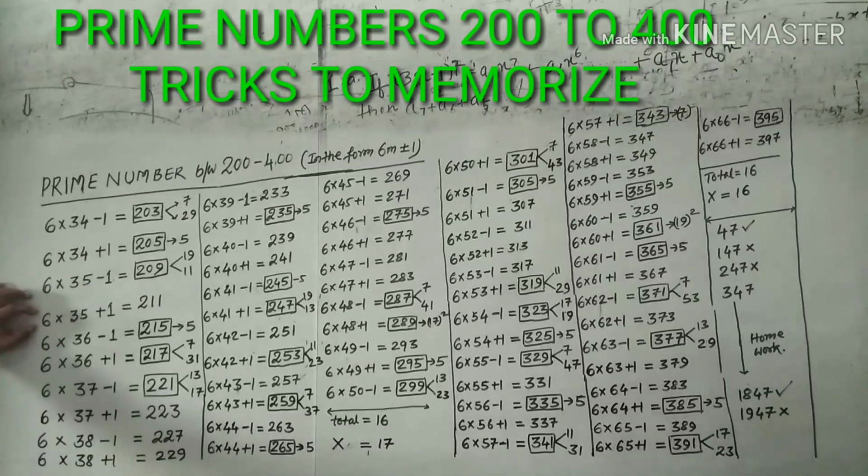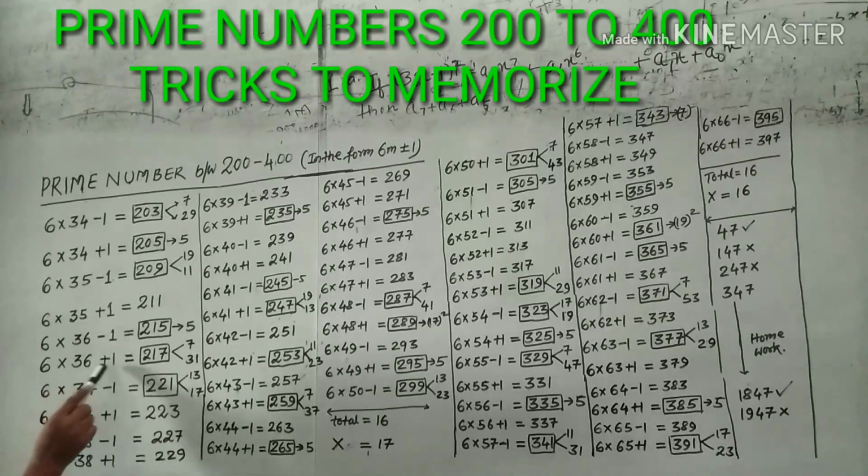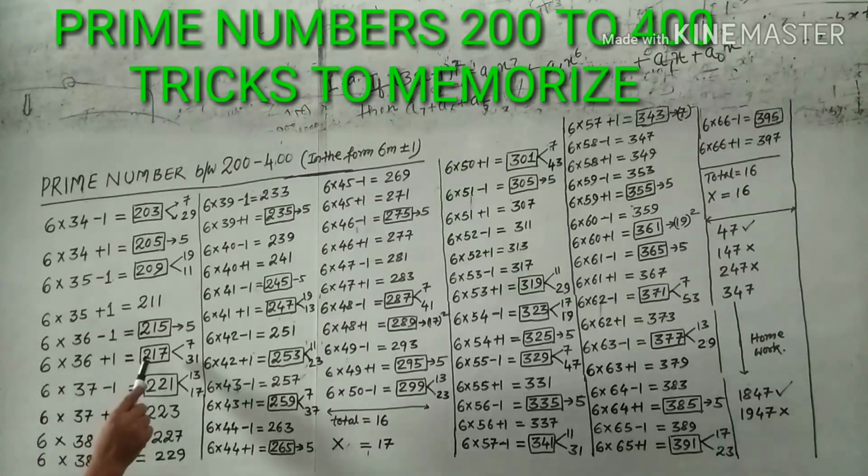Now 6 into 35 plus 1, 211. It is a prime number. So prime numbers start from here in this series. 6 into 36 minus 1, that is 215. It ends with 5, so it will be divisible by 5. So it is not a prime number. Again 6 into 36 plus 1, 217. It is having factors 7 and 31, so it is not a prime number.